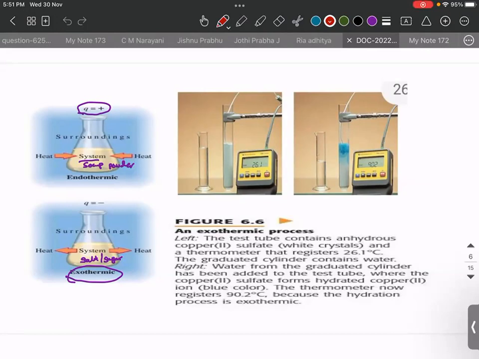Then exothermic means when the system gives out the heat. So when you are putting acid into water, what will happen? That entire thing will become hot. So when the acid is diluted, the reaction is exothermic.